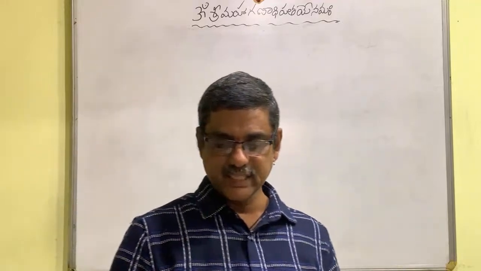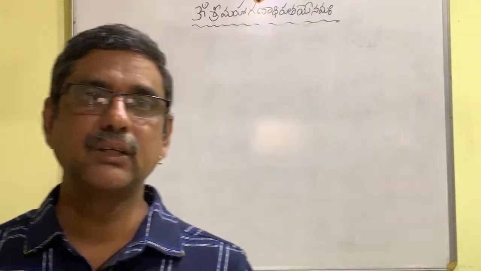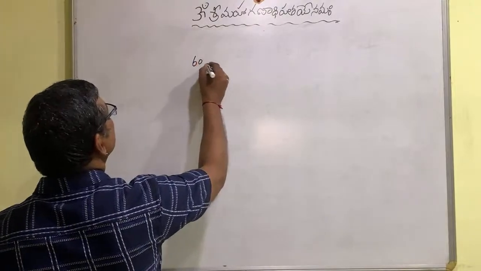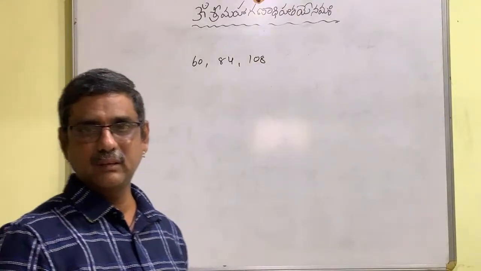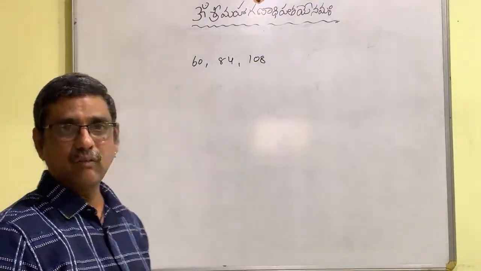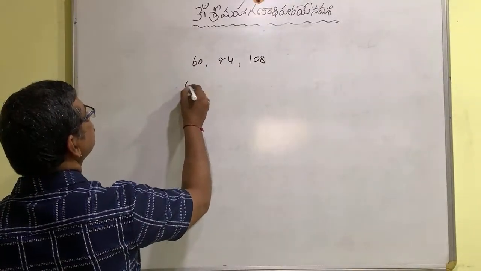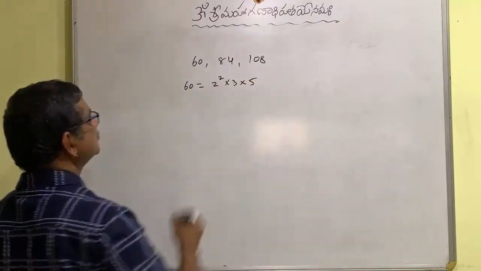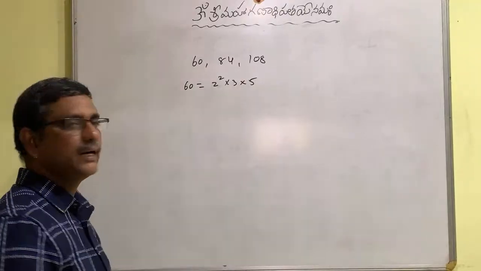Write the LCM of 60, 84, 108. So direct question. You need to write the LCM of 60, 84, 108. So do prime factorization. Prime factorization for 60 is 2 square into 3 into 5.